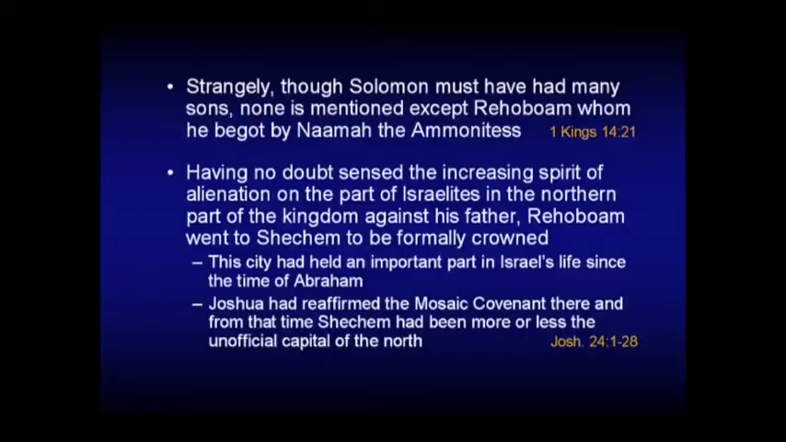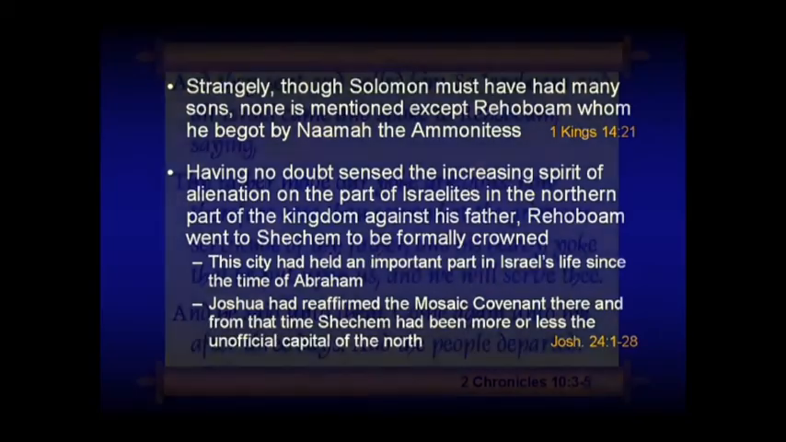When he hears that Rehoboam's out, he comes out into the light of day here. So this is all going to take place at Shechem, and Shechem is a very important town in the whole history of Israel. That's where Joshua reaffirmed the Mosaic covenant, and it was one of the major cities, well, not a capital exactly, but close to that, in the north part of the country.